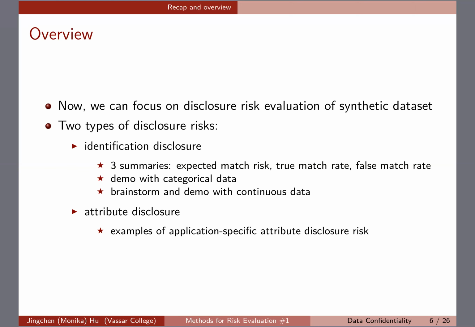So in that case, attribute disclosure will also be very application specific. Okay? Later on, after the break, we can talk about some examples, and you should also be creative in thinking about attribute disclosure in your project. Those again will be more application specific, just like those analysis-specific utility measures.